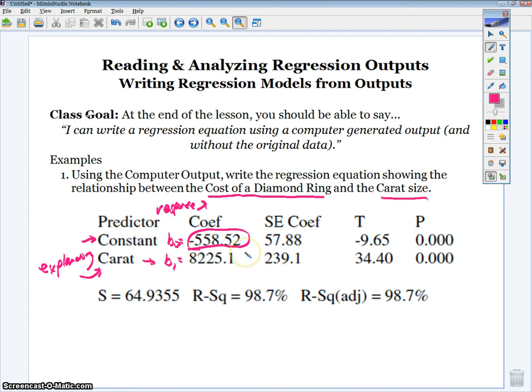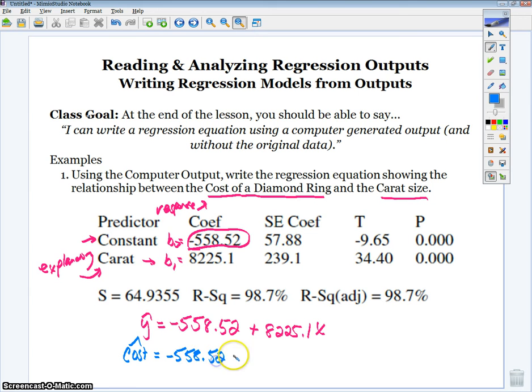response variable. When we go to write our equation, there's two ways to write it, remember. Y hat equals the y-intercept, negative 558.52, plus 8,250.1 times x. That's fine, but that's not good enough. We're better than that. So cost hat, the predicted cost, is equal to that same stuff times, instead of x, the carat size.